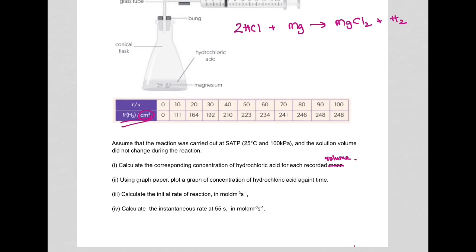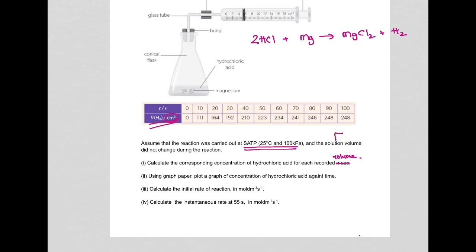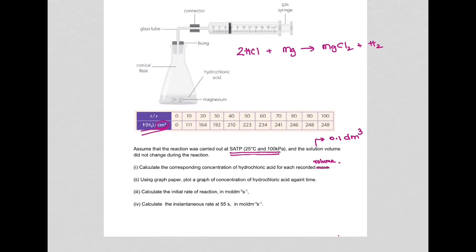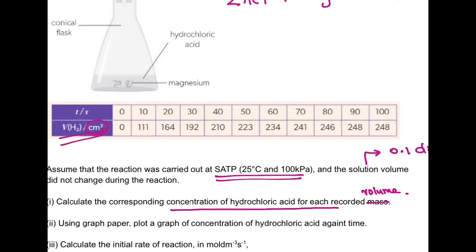Now, assuming that the reaction was carried out at SATP and the solution volume did not change, so the solution volume stayed 0.1 dm cube, you need to calculate the corresponding concentration of HCl. Now, here you're given the volume of hydrogen gas. From the volume of hydrogen gas, you can try to find the number of moles of hydrogen gas.